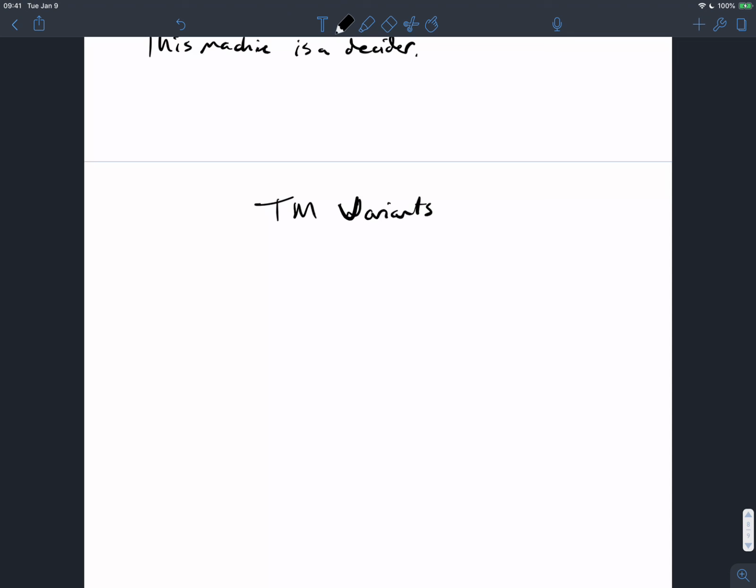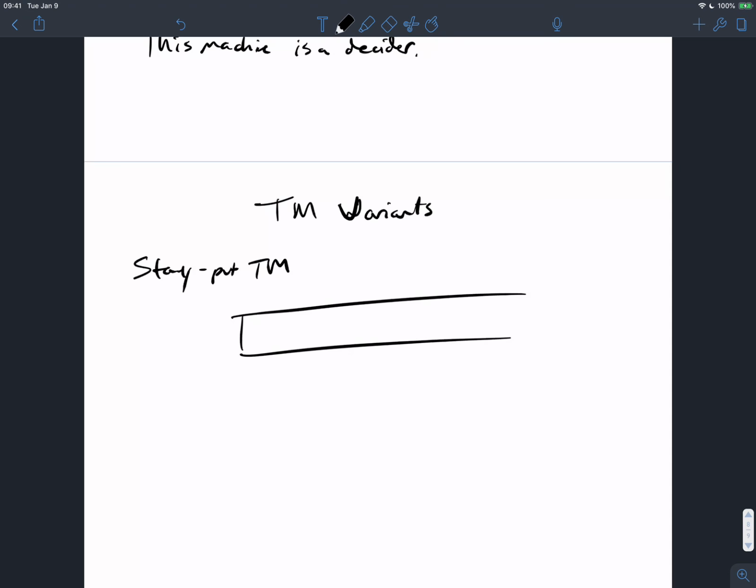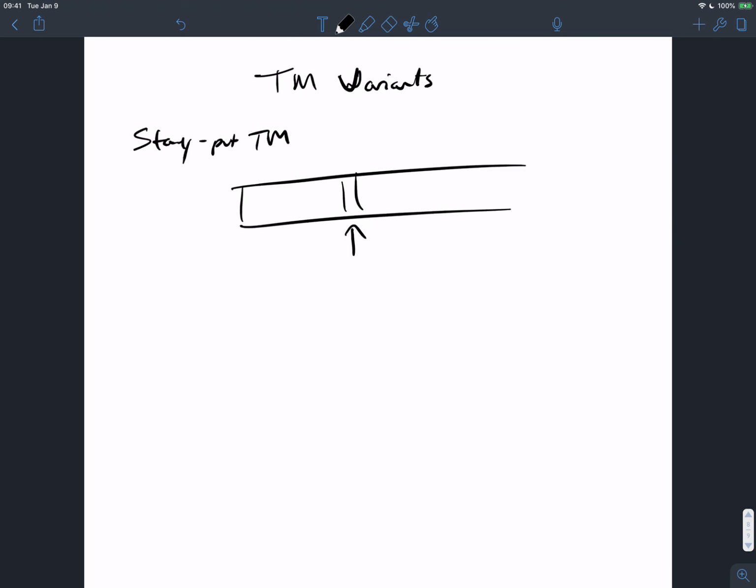So the example I have in the notes is what's called a stay put TM, my term. And what we have here is, if we have a tape and we have the tape head pointed somewhere, then either the tape head can move left, move right, or not move at all. So it's allowed to stay in the exact same place and not move. Okay?